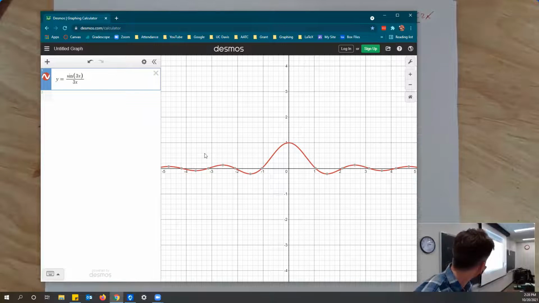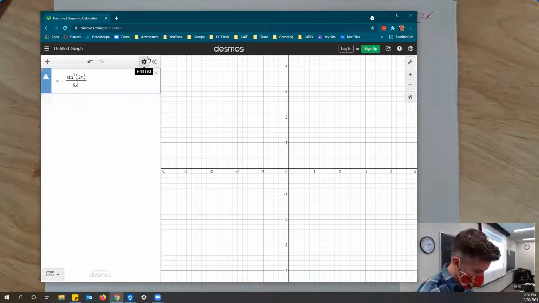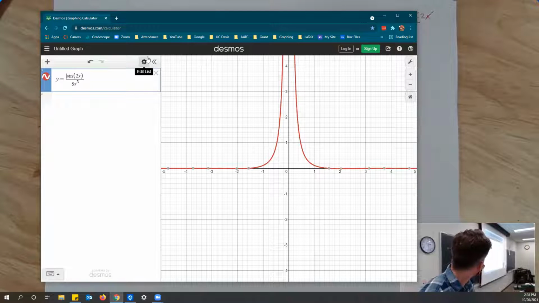We could even look at the problem I wrote. They don't like sine cubed. Fine, be that way. Let's put the cube on the outside.